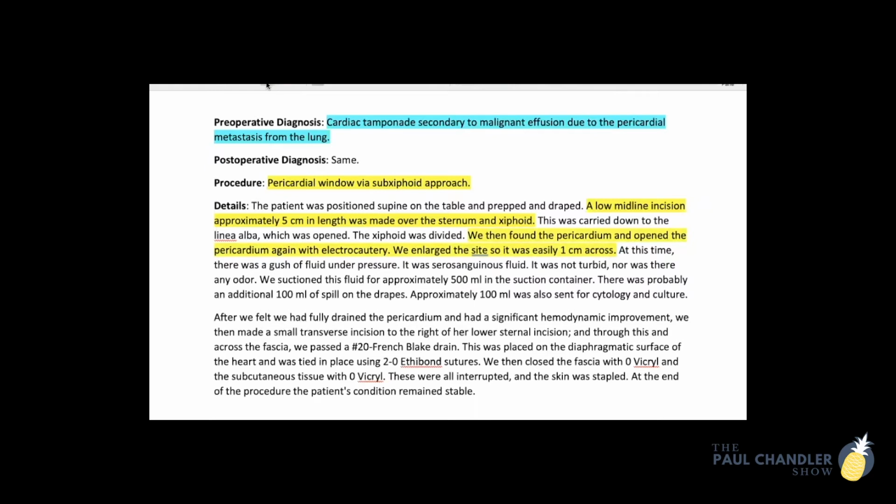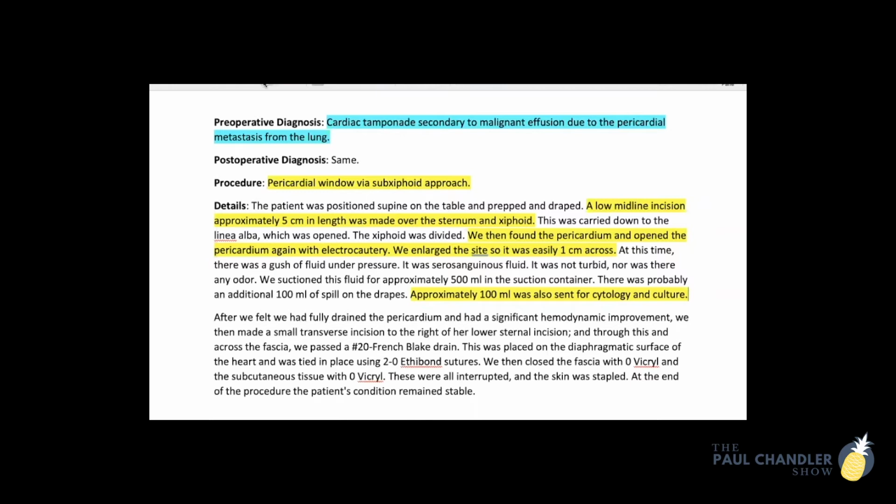At this time, there was a gush of fluid under pressure. It was serosanguinous fluid. It was not turbid, nor was there any odor. We suctioned this fluid, approximately 500 milliliters in the suction container. There was probably an additional 100 milliliters of spill in the drapes. Approximately 100 milliliters was also sent for cytology and culture. So that could possibly come into play, because in that case, they're sending items off to pathology for additional workup to be done.